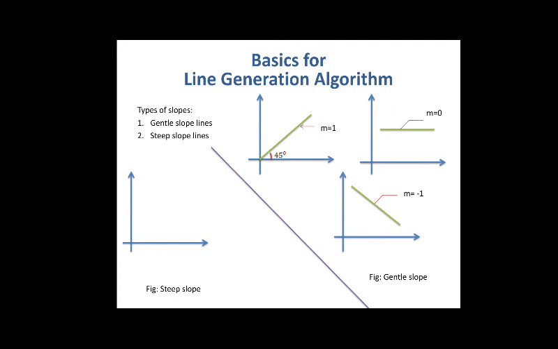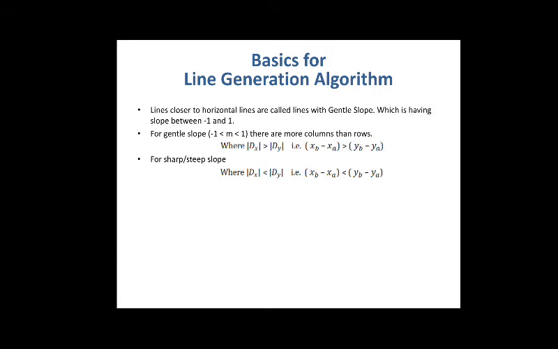We are going deeper into what exactly gentle is, but this is the general concept of the gentle slope. Whereas for the steep slope, this is one example. You can see here the line does not have a slope value between -1 and 1. At that time the slope is called a steep slope or a sharp slope. So here are some examples of the steep and sharp slope. Now we will see this in exact terms, what a gentle slope is and what a steep slope is. The lines closer to horizontal are called lines with a gentle slope, which have a slope between -1 and 1. Yes, I have told you that it has a slope in between -1 to 1.